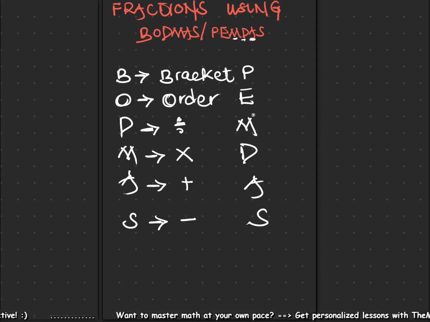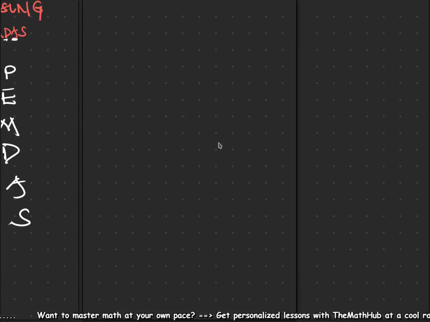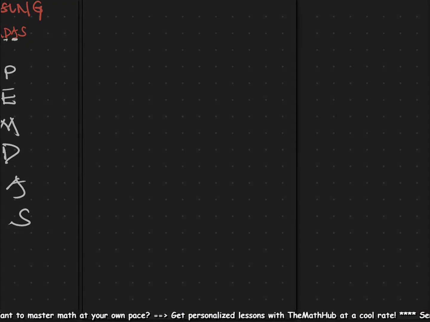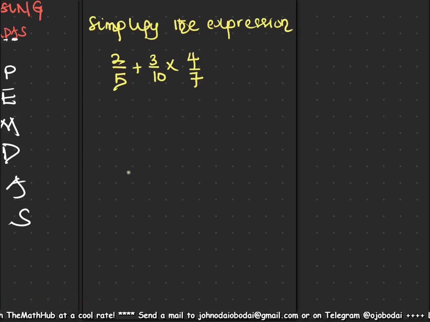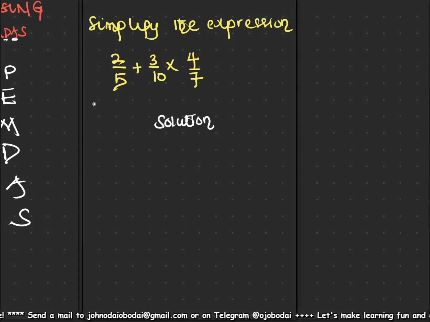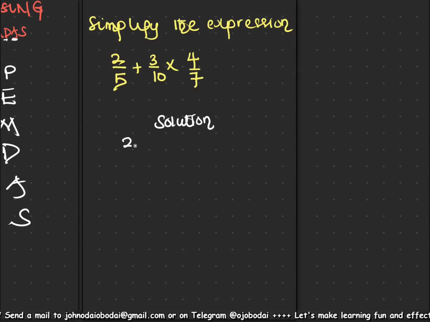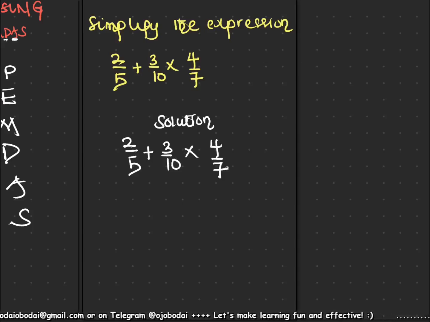So now that we know what this means, let's look at it practically and see how it can help us get solutions to some simplifications. Let's start by taking our very first question, which says to simplify the expression 2 over 5 plus 3 over 10 times 4 over 7. As you can see, there's addition there and there is also multiplication over there. So which do we do first? Let me write that out. We have 2 over 5, then plus 3 over 10, and times our 4 over 7.